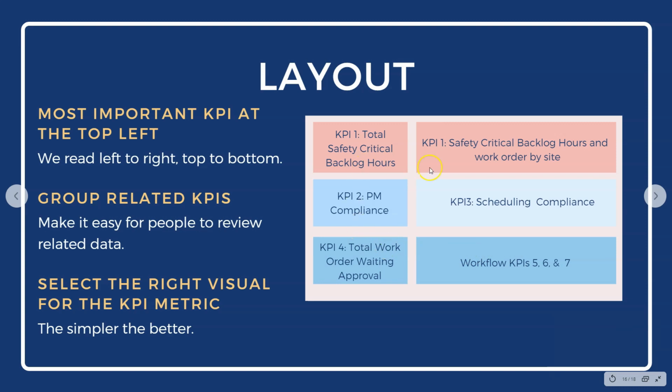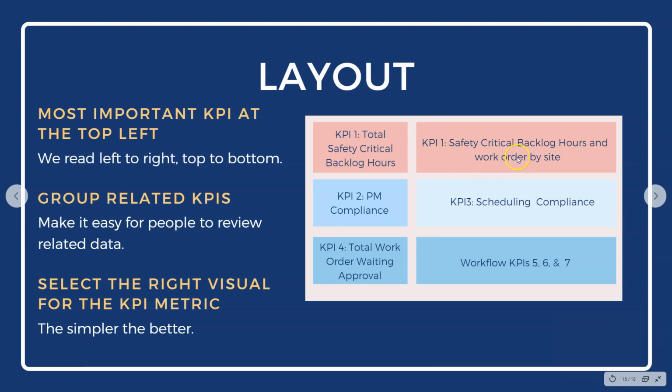And this is what I've come up with. At the top corner, this is the safety. I would like to get the total number of safety critical hours, because that's important to us. That's how many hours of work orders we have in our backlog. This particular dashboard is going to show information across 3 different sites. So I'd like to get the total for all sites, and then that information broken down by each site.